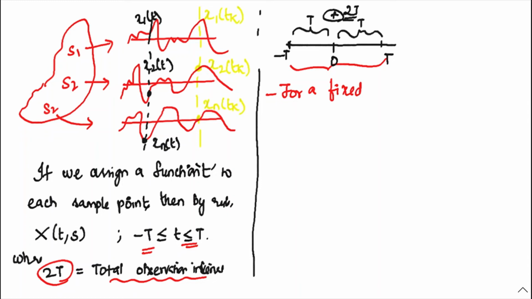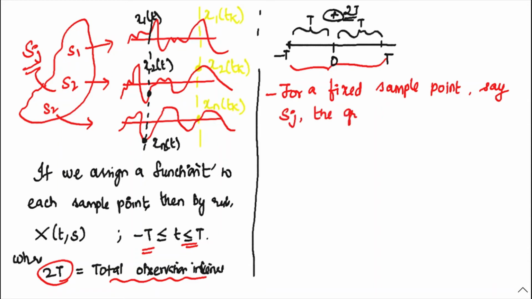Now we are going to represent a fixed sample point. It can occur at any of the samples in this sample space, at any of the points: S1, S2, S3, like Sj. So I am going to consider Xj at any of the points, meaning I am going to fix this.